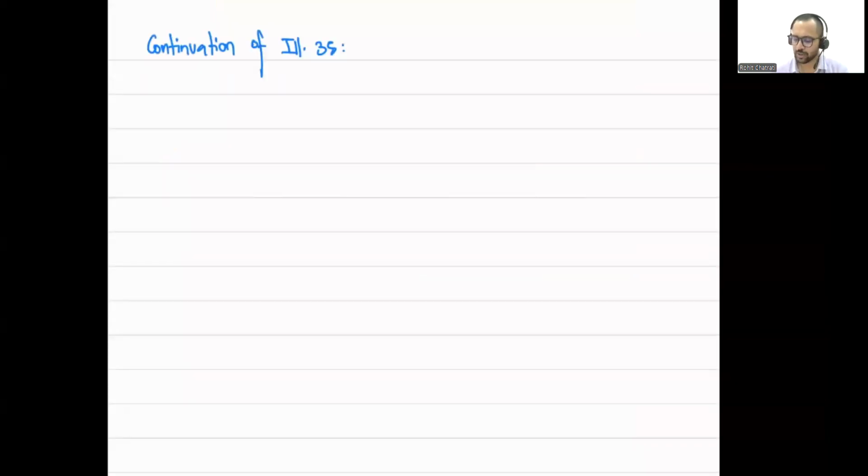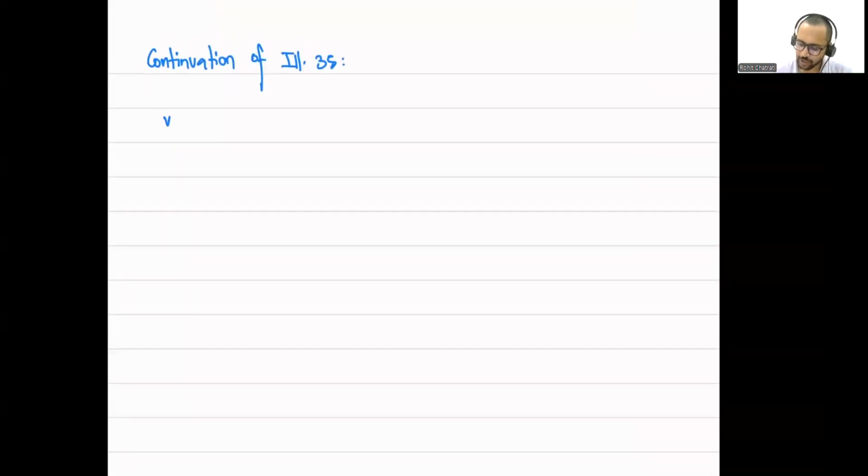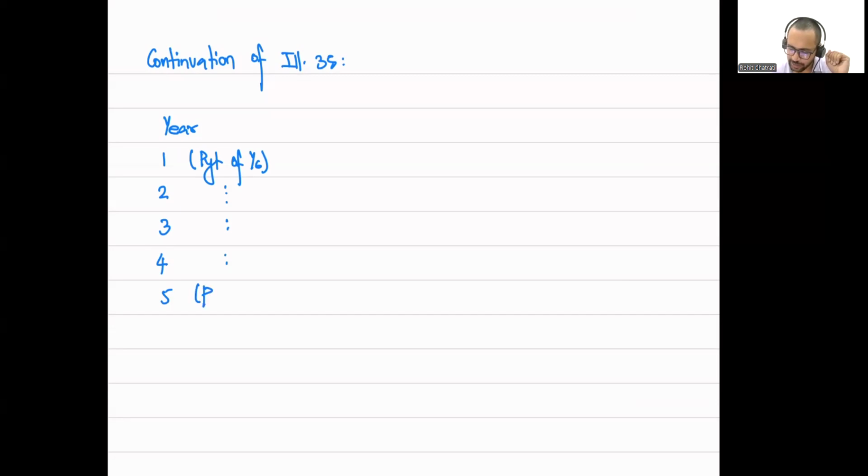Let us plot it. Continuation of illustration 35. If we did not have modification, we would have had 5 years of payments: year 1, 2, 3, 4 and 5. Year 1 is payment of year 6. At the end of year 2, we would have made payment for year 7, then payment of year 8, payment of year 9, and for the fifth year, payment of year 10. We are standing at the end of year 5 or beginning of year 6, so payment of year 6 is 1 year away from today, and payment of year 10 is 5 years away from today.